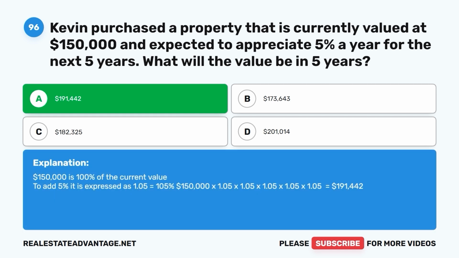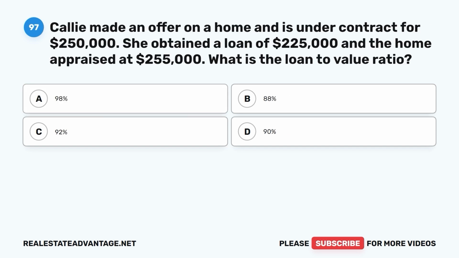$191,442. $150,000 is 100% of the current value. To add 5%, it is expressed as 1.05, equals 105%. $150,000 times 1.05 times 1.05 times 1.05 times 1.05 times 1.05 equals $191,442. Question 97. Callie made an offer on a home and is under contract for $250,000. She obtained a loan of $225,000 and the home appraised at $255,000.